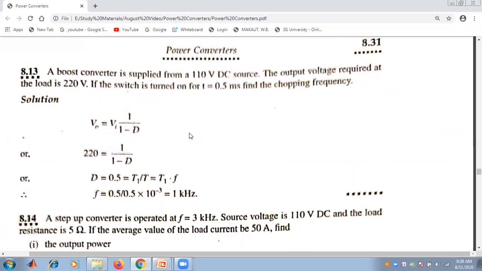So if I put the value of output voltage V0 equal to 220 volt, that is 220 equal to Vi by 1 minus D. From that value, we will find the value of D, that is D equal to 0.5. And we all know that D is nothing but T1 by T, so we can write T1 into F. We have to find the chopping frequency F. So F is D by T1, where T1 is given as 0.5 millisecond. Just putting in the values, we find the chopping frequency F equal to 1 kilohertz.